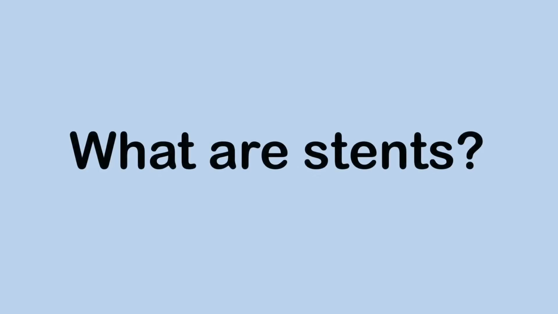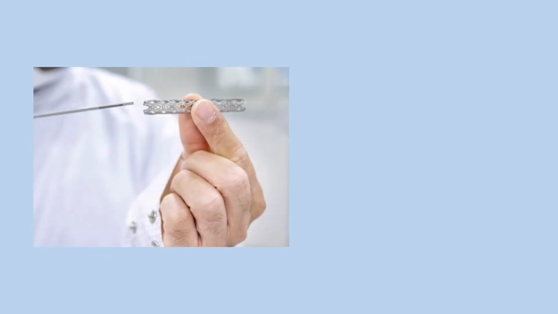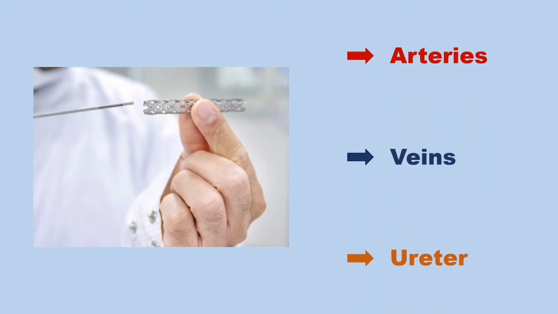First of all, let's have a short introduction about what these medical devices are. A stent is a tiny mesh tube placed into a hollow structure from your body. For example, this structure can be an artery, a vein, or a ureter. The stents are responsible with maintaining the structure open and with the normal circulation of the fluid within it.